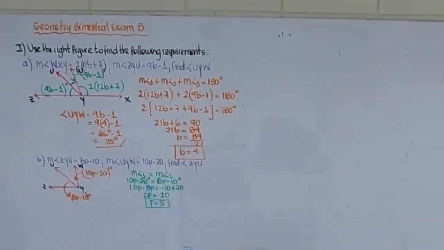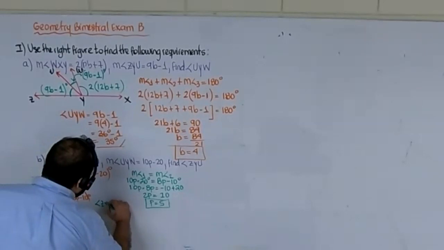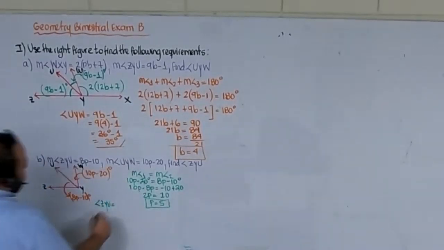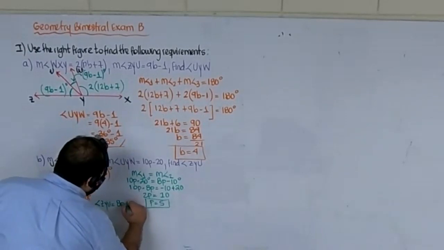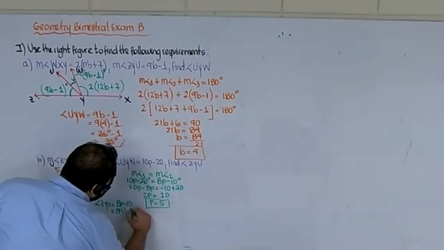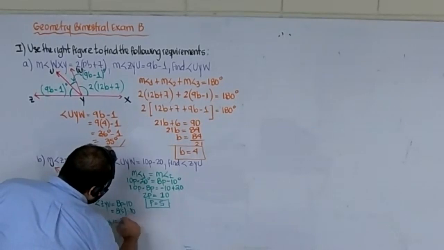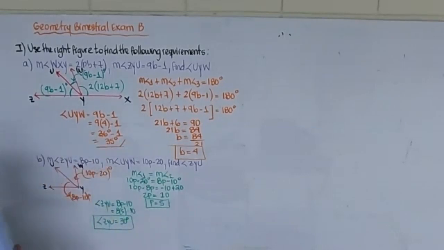However, the problem asks for the value of the angle CYU. Angle CYU is given by 8x minus 10. So 8 times 5 minus 10, we can conclude the angle CYU equals 30 degrees. Because 8 times 5 is 40, and 40 minus 10 is 30. And this is the solution set of part number 1.